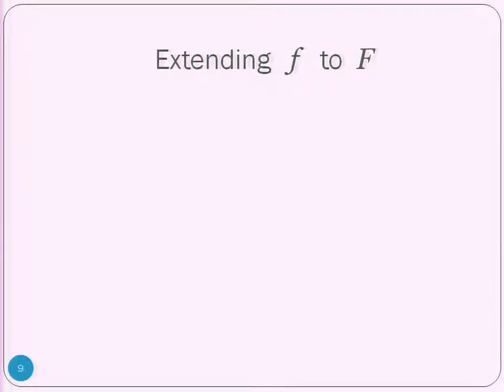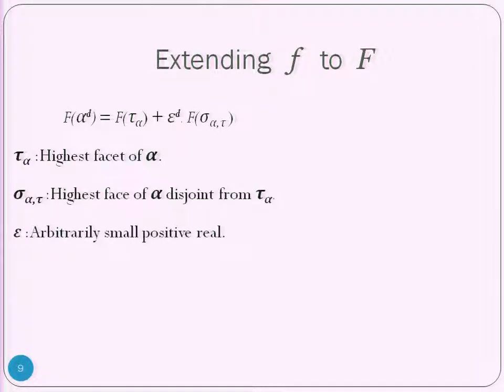Right. So we'll begin with the first step of the algorithm. The first step begins by extending this function that we sampled on the vertices to a function that is on all the cells of the mesh. And that happens by this formula. As you see, there are two terms over here, namely tau of alpha and sigma alpha tau. Tau of alpha is the highest facet of a given cell alpha, and sigma alpha tau is the highest face of alpha that is disjoint from tau of alpha. And by highest, I mean the ordering induced by capital F. And this, as I said earlier, works recursively. Let's look at it by means of an example.